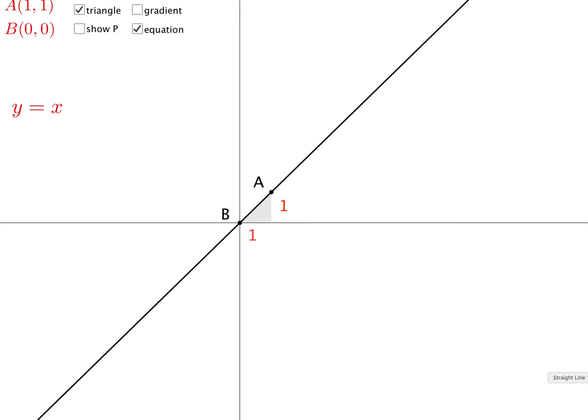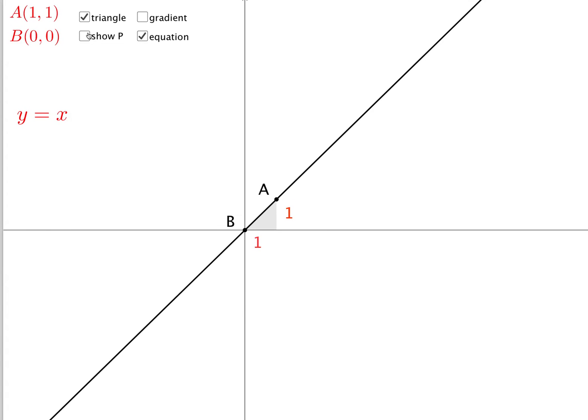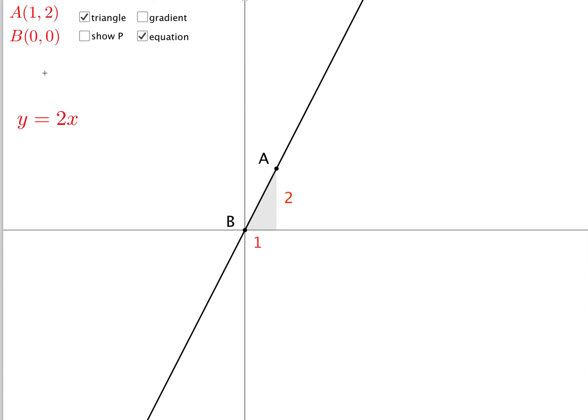You can look at it here in this piece of software. There's y equals x. The gradient is 1. There's some of the points it goes through. It goes through the origin 0, 0. It goes through the point 1, 1. Simply the y and the x coordinate are the same. The gradient's 1. If I make the gradient 2 there, it becomes y equals 2x. It goes through 0, 0 and 1, 2.